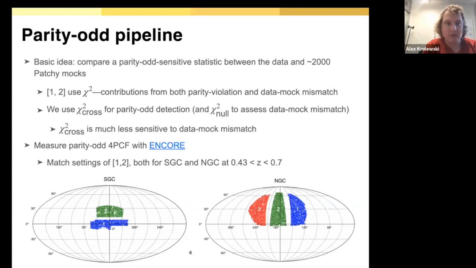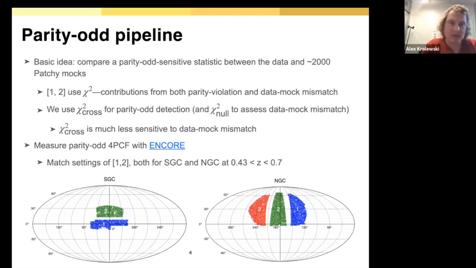The previous work used this chi-square statistic, which unfortunately has contributions from both parity violation and from the possibility of a data-mock mismatch. If the mocks underestimate the variance in the data, then you might think that you have a detection, but in reality, all you've done is underestimate your error bar. And this possibility was noted in these previous papers.